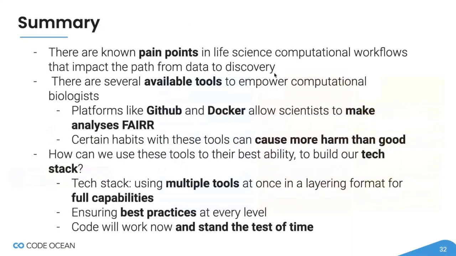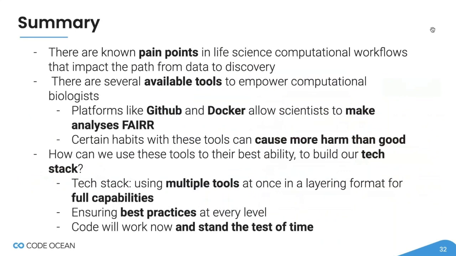And so now we can do a summary of what we discussed today in this webinar. We established there are known pain points in life science computational workflows that impact the path from data to discovery. To combat this, there are several available tools to actually empower bioinformaticians or computational biologists. Platforms like GitHub and Docker allow scientists to make their analyses FAIR, reproducible, but unfortunately there are certain habits with these tools that aren't usually highlighted but can actually sometimes cause more harm than good, as we previously highlighted with maybe packages going out of date or code bases in GitHub not being set up to fully maximize reproducibility.